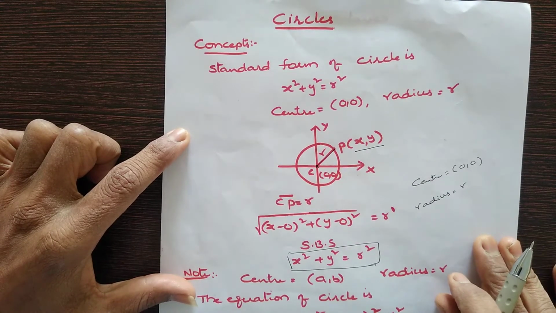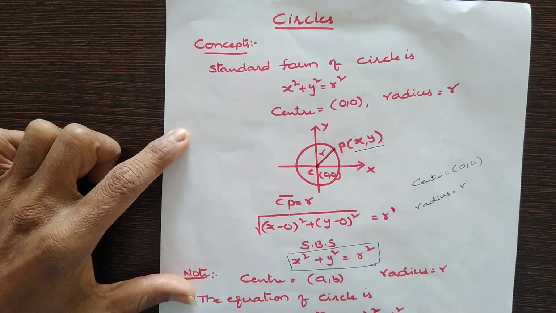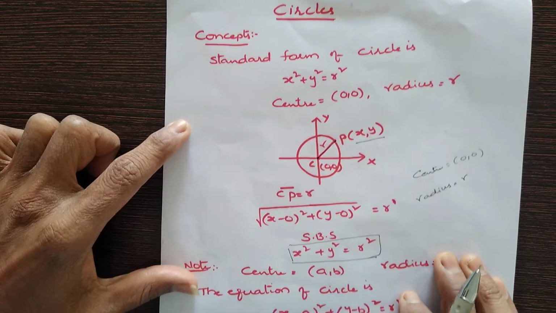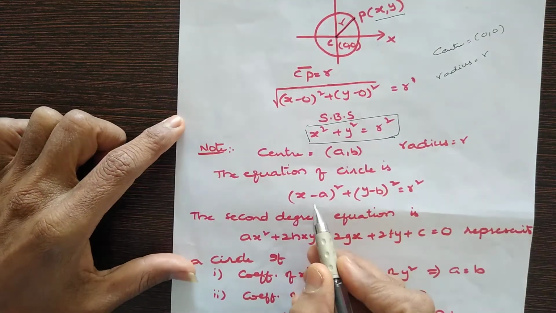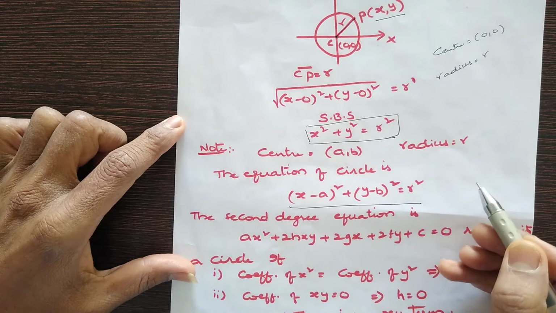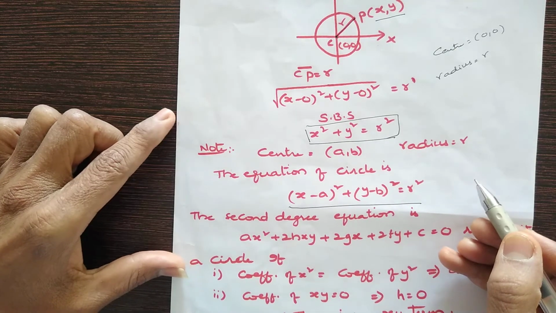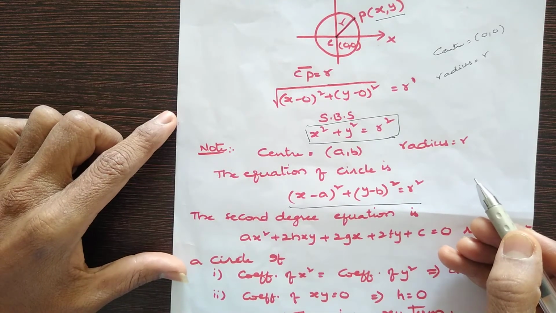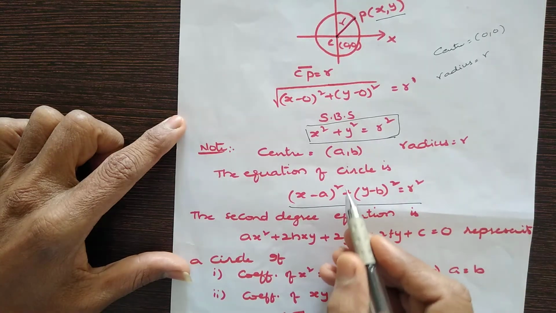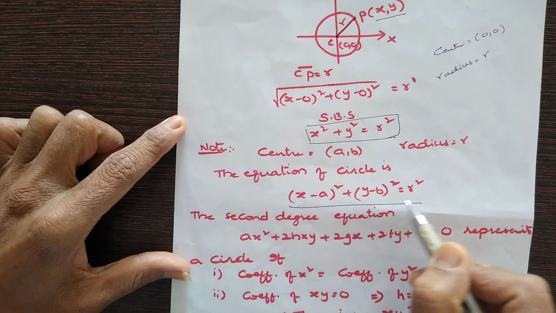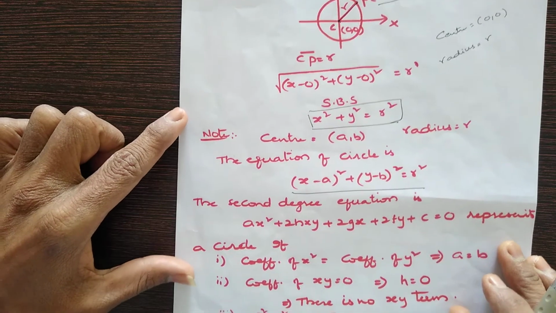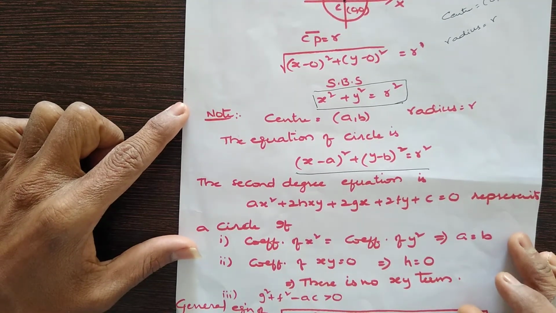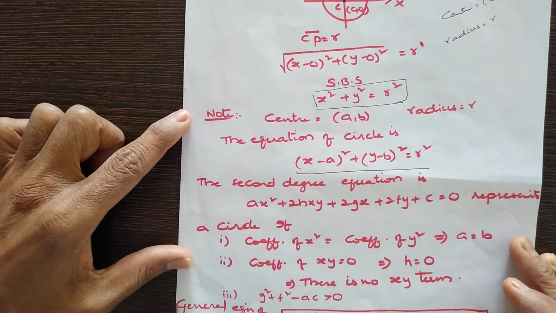Now suppose the center is some (a, b) and the radius is r, then the equation of the circle will be (x minus a) whole square plus (y minus b) whole square is equal to r square, where the center is (a, b) and the radius is r. Is it clear? Now I am going to derive the general equation of the circle.